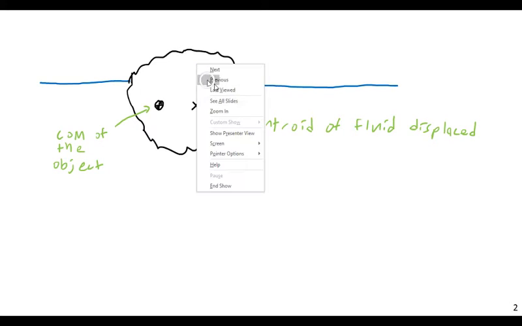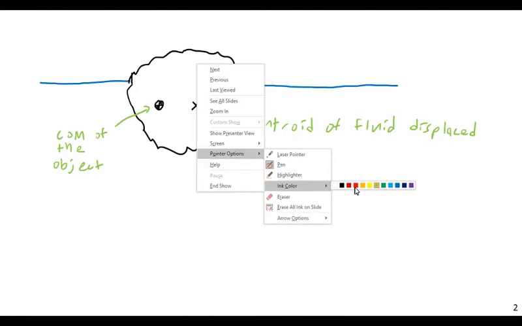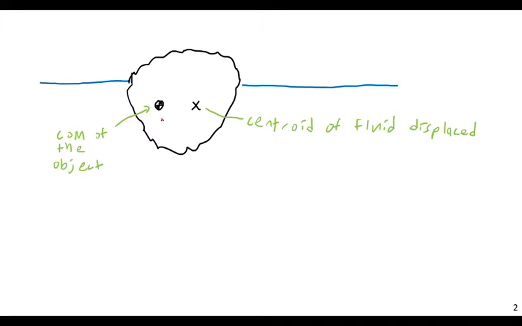Well, what happens? Let's look at these forces. Buoyancy and weight both act purely vertically. The weight of the object is going to act directly downward from the center of mass, and the buoyant force, Fb, is going to act vertically through the centroid of the fluid displaced. Now, these two are going to be equal and opposite if the object is floating.